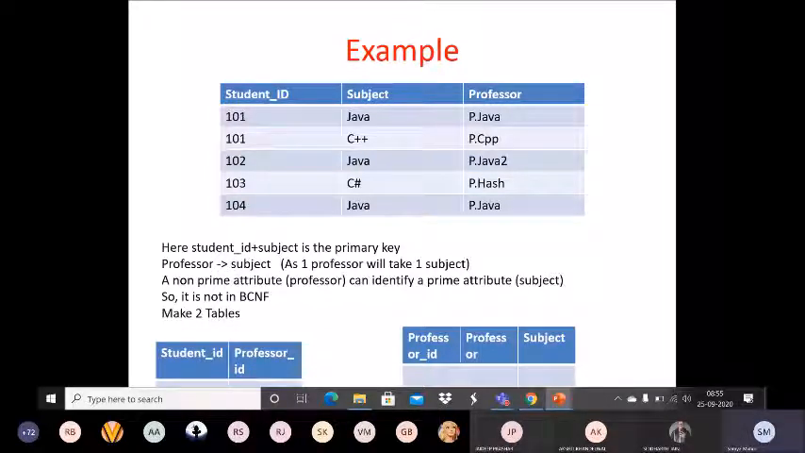So how will you understand that 101 is taking Java? Java is taken by two faculties, Professor Java and Professor Java 2. So how will you understand whether 101 is studying under Professor Java or Professor Java 2? Can you distinguish between these?